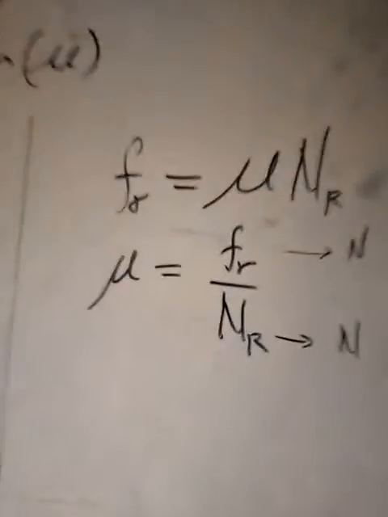What we want to look at now is how we can determine the coefficient of static friction. In order to determine the coefficient of static friction, an inclined plane is what we need. An inclined plane is a plane that makes angle theta with the horizontal.